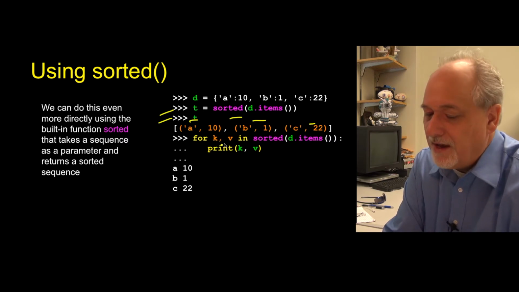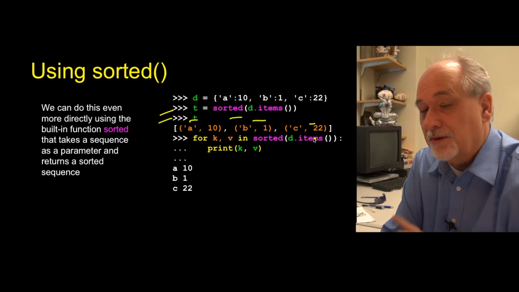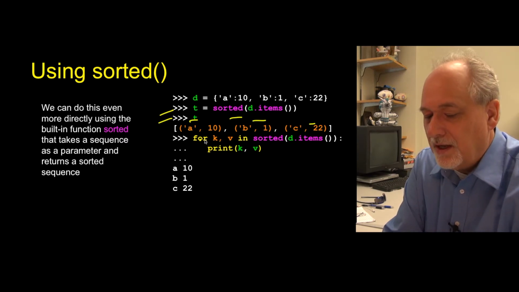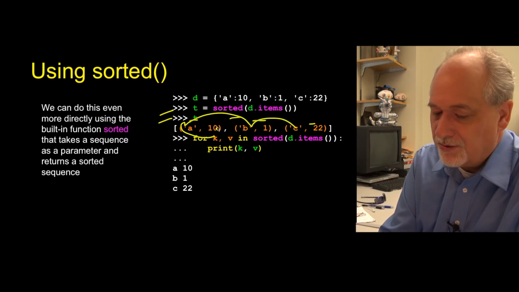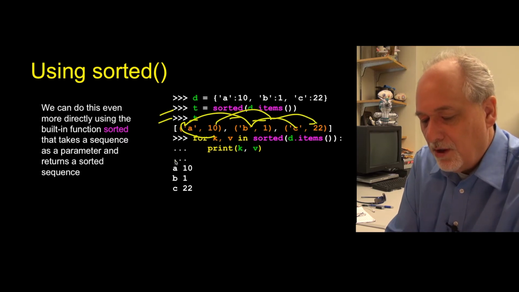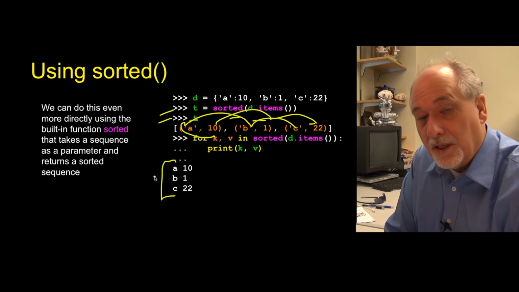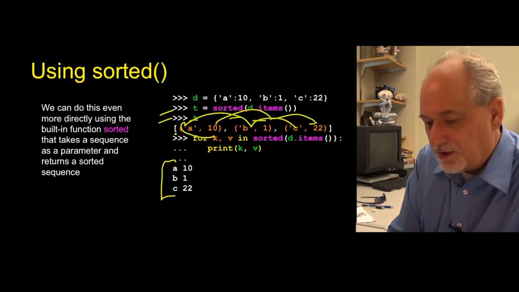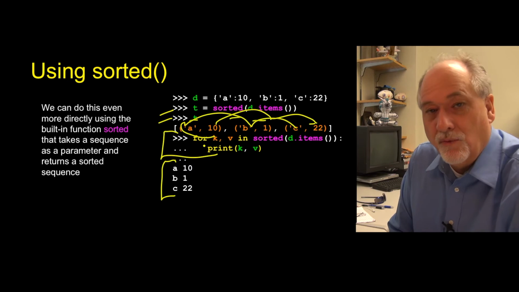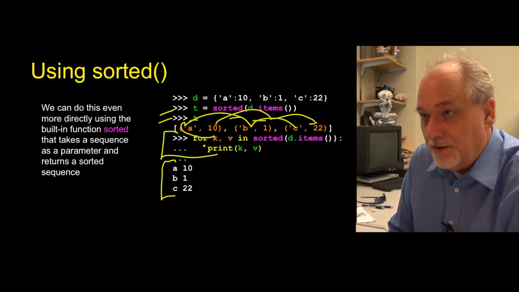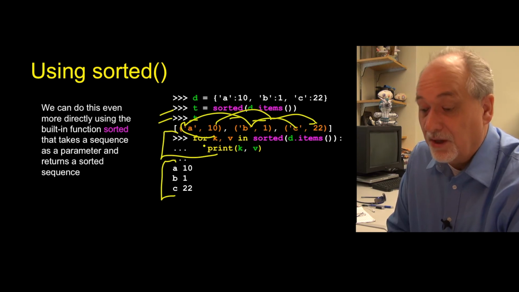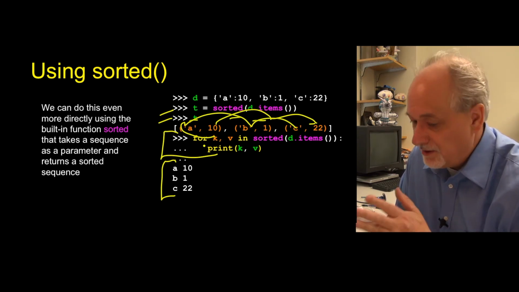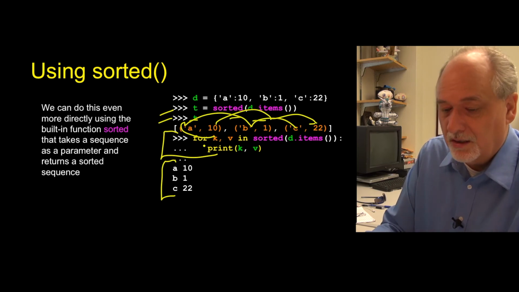For key and value in sorted, that says go through d.items, but before I go through them, please sort them. So that means k is going to go through A, B, and C deterministically every single time. And of course, value is going to go through the corresponding values. So now we can print this out nicely, sorted by key. And that's a real nice, succinct little way to say that. This is one of the things that people really like about Python: you can do pretty powerful things that are easy to understand. You might be seeing this for the first time, but eventually you look at that and you're like, oh yeah, I see exactly what that's doing. Easy, not hard at all.